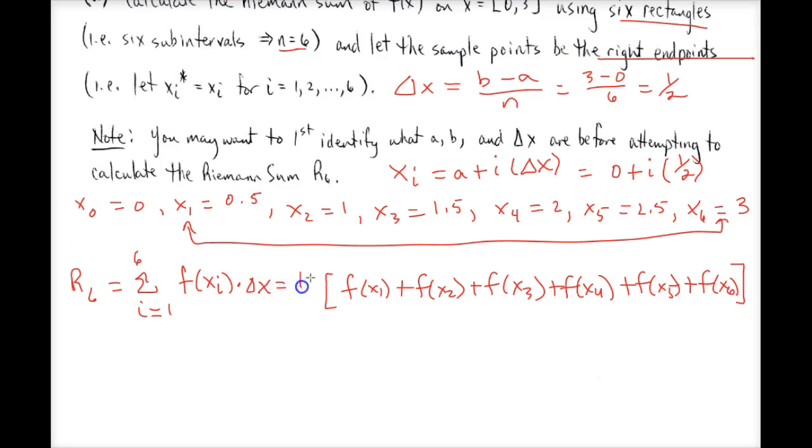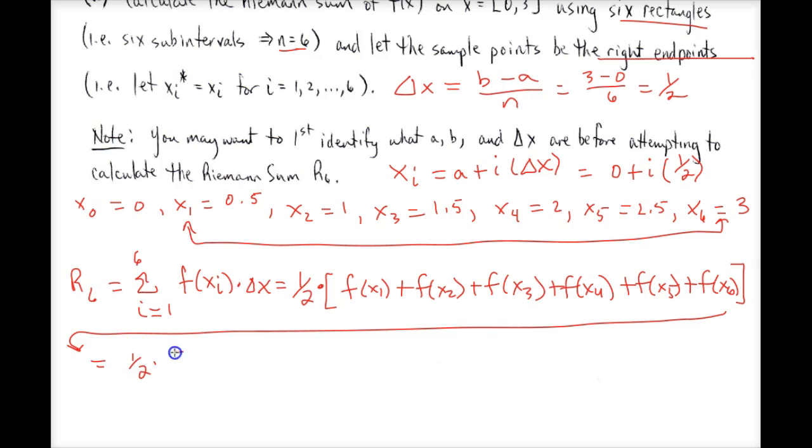Delta x equals, and just say 1/2 times all of that. Okay? So now what we can do is get these values for f of x. And so we know that f of x sub 1 is just 0.5, and then 1, 1.5, and 2, 2.5, and then 3. So come over here and write that now. That's 1/2 times f of 0.5, f of 1, f of 1.5.